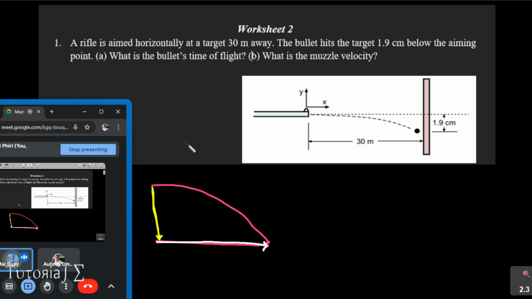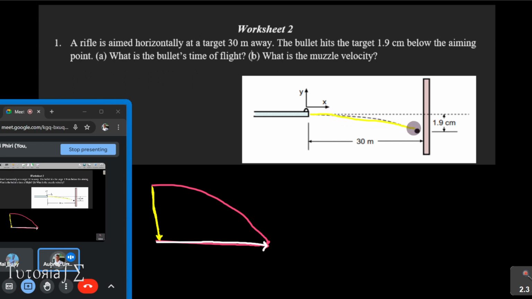The rifle is aimed horizontally at the target 30 meters away. The bullet hits the target 1.9 centimeter below the aiming point. Part A, they're asking us what is the bullet's time of flight. Then part B, what is the muzzle velocity? All right, excellent. As you can see, this bullet moves in this trajectory there.